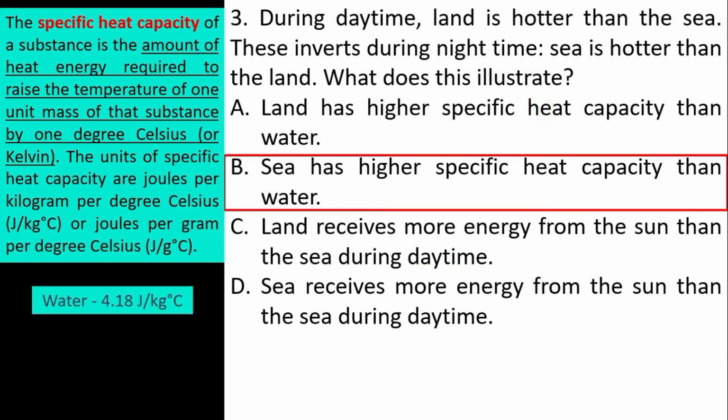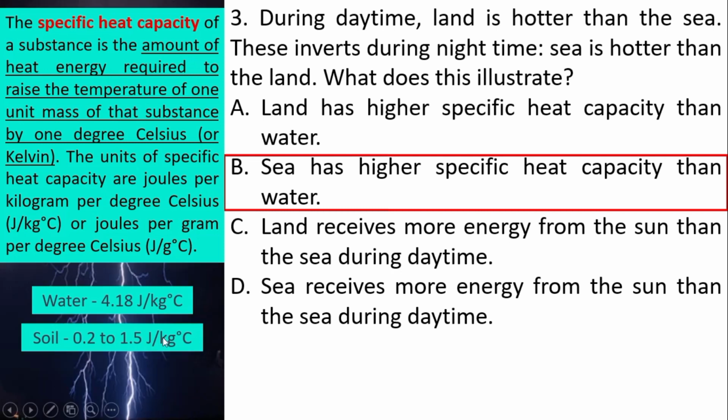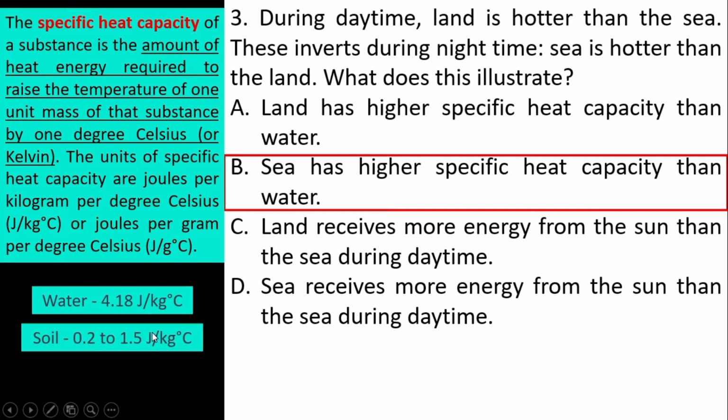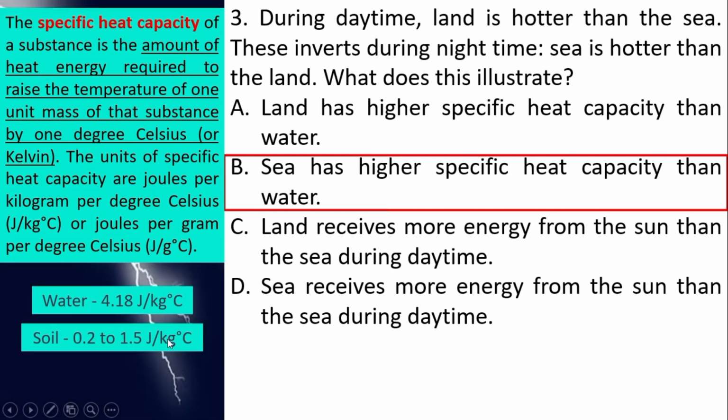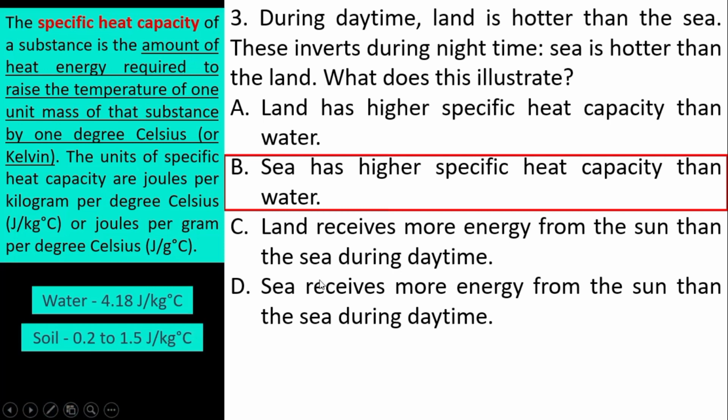By the way, the specific heat capacity of water is 4.18 joules per kilogram per degree Celsius, while soil is 0.2 to 1.5 joules per kilogram per degree Celsius, depending on the composition of the soil. So at best, it will only have 1.5 joules per kilogram per degree Celsius. So the answer to number 3 is letter B.